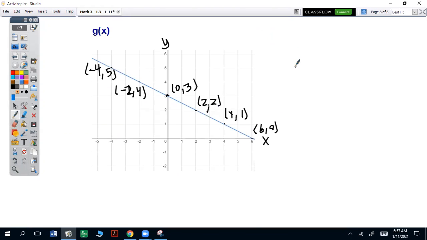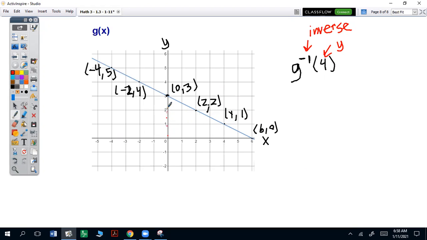You might be asked, well, what is g inverse of 4? Okay, so if you're asked for g inverse of 4, remember this little -1 means inverse. So what that means is that 4 there is a y value. So what you have to do is go in your graph, and you don't want to look on the x-axis for 4 and give your output. You actually want to go to the y value.